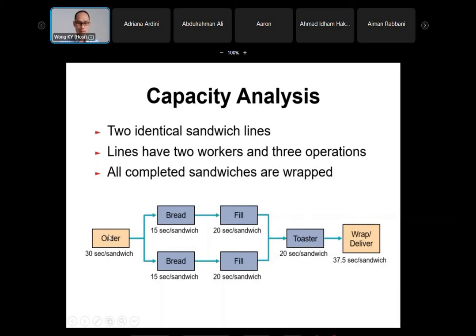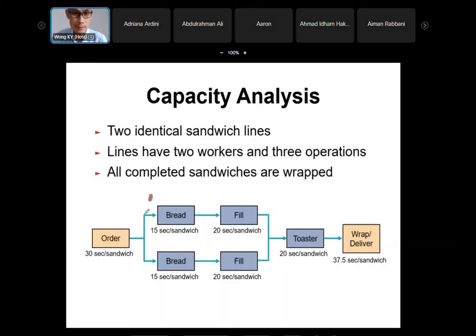First you arrive, you give your order. You order your bread. Ordering itself will take 30 seconds. Once your order is confirmed, the operator will prepare the bread for you. They will choose the bread, which takes 15 seconds. After that, the operator will do all the filling: the cheese, the meat, the vegetables, the sauce. Once the filling is completed, normally the operator will put the package into the toaster to heat it up. That process takes 20 seconds. After toasting, they will wrap it and deliver it to you. That wrapping and delivery process takes 37.5 seconds.